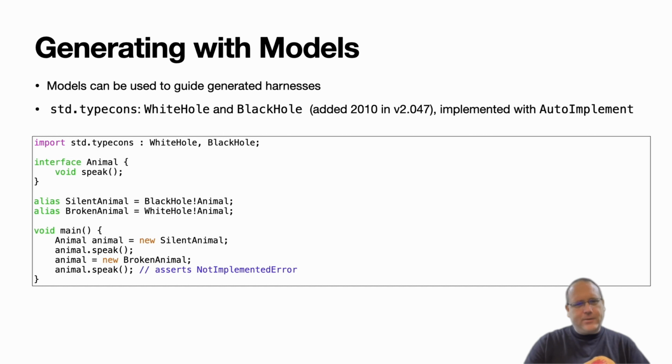But you can see here I have my interface Animal from an earlier slide, and I create a silent animal, which is a black hole, which basically means swallow all the functions. Any function call just doesn't do anything. And there's broken animal, which doesn't swallow all the functions. It just throws an exception if you call that function. And those have their uses. But this is generating with interfaces.